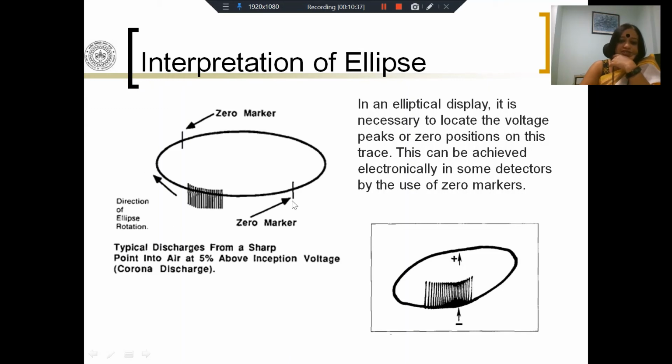This picture is a typical discharge from a sharp point in air at 5% above inception voltage. I've talked about corona inception voltage. Once the corona incepts, it will increase in number. The number of pulses will increase before the magnitude increases. This is a signature that is familiar to almost everybody, because it is typical of corona in air, where you can see this is taking place somewhere close to the peak, in and around the peak, and there are a large number of PD pulses clustered together.